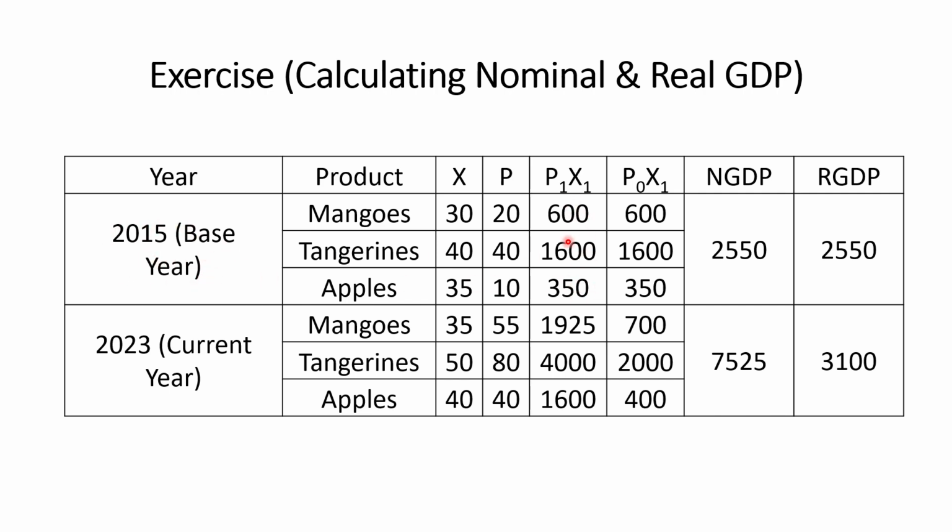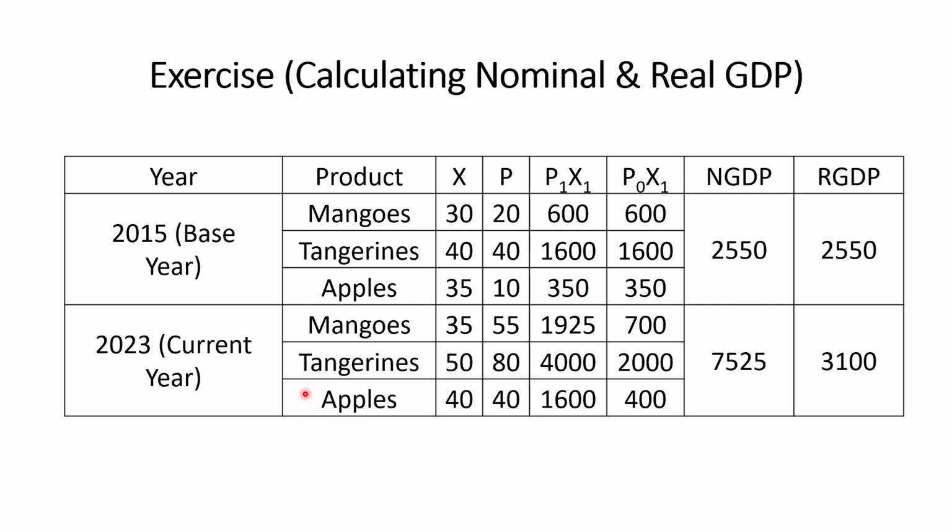The nominal GDP is actually based on that year, and in real GDP we use the price of the base year. So these are the nominal GDP respectively, and as we are determining 2015 as our base year, the real GDP will also remain the same, as we are not actually determining for 2015. We are actually determining the real GDP in 2023 according to 2015. So these two will be the same.